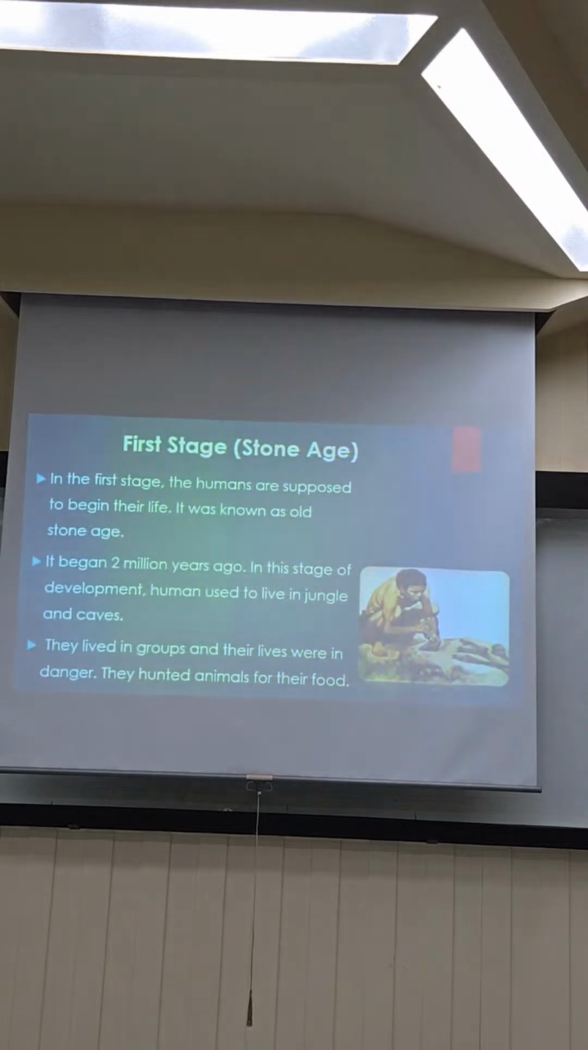So now, in the first stage, the humans are supposed to begin their life. It was known as the Old Stone Age. It began 2 million years ago. In this stage of development, humans used to live in jungles and caves. They lived in groups and their lives were in danger. They hunted animals for their food. I wonder how they survived, by the way.